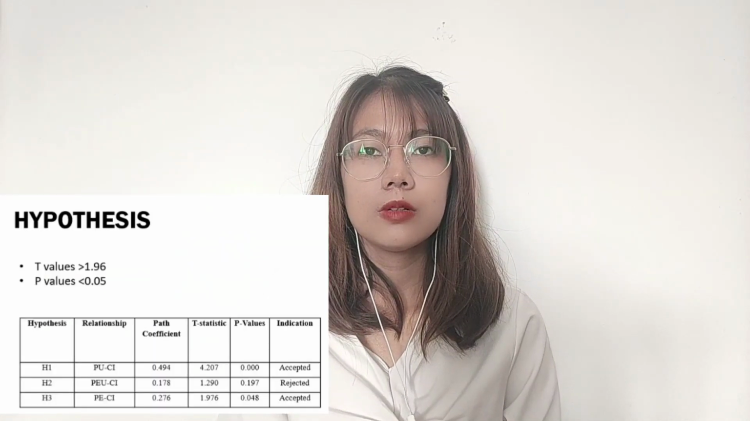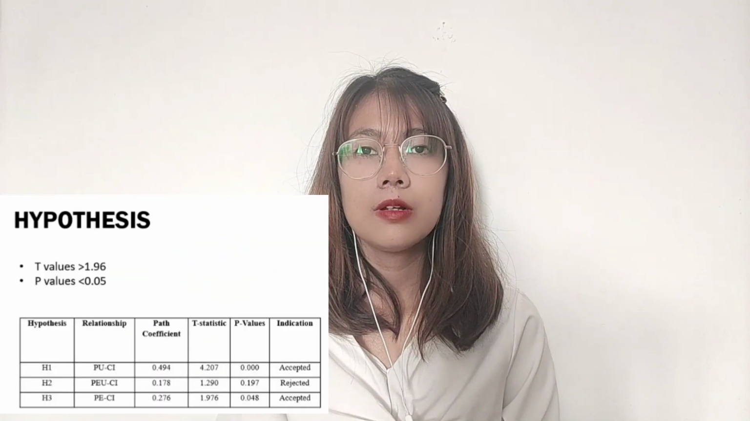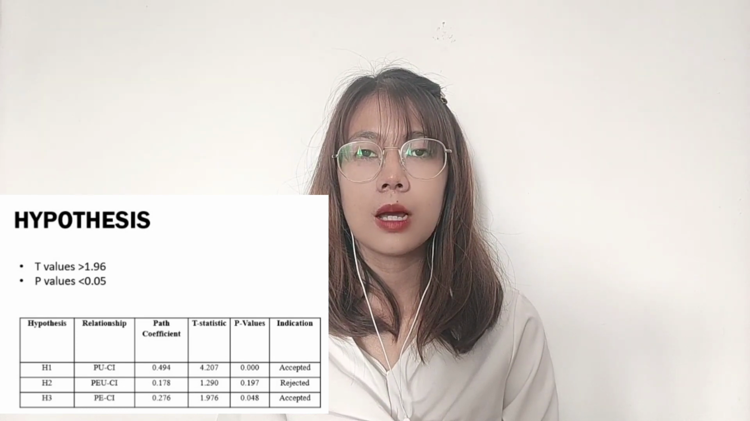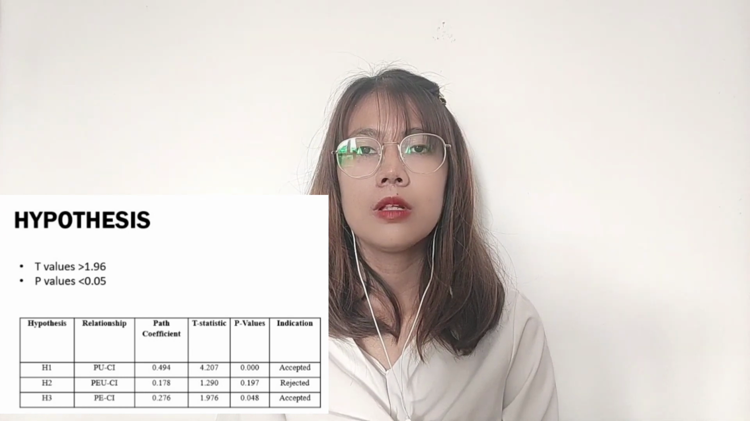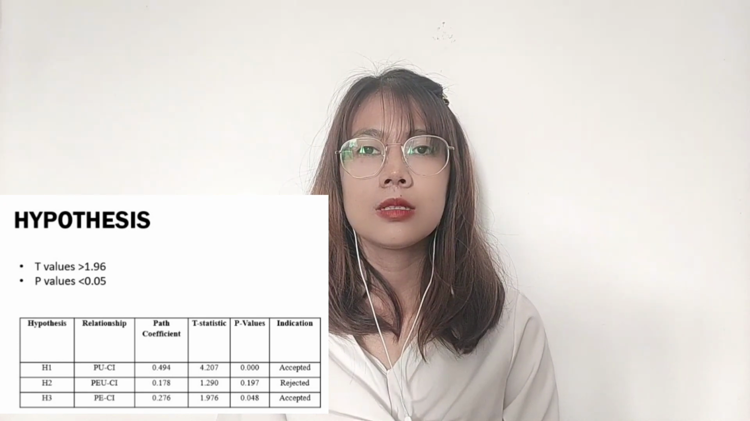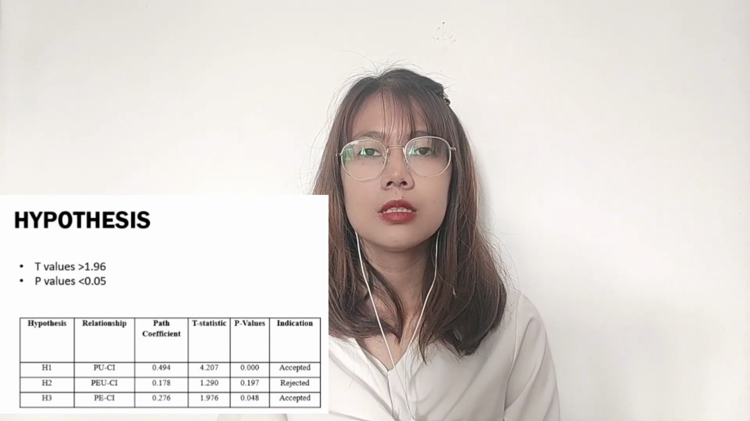In the hypothesis testing, t-value and p-value need to be taken into account when deciding whether to accept or reject the hypothesis. The t-value should be more than 1.96 and the p-value should be lower than 0.05 in order to accept a hypothesis. The t-statistic of perceived usefulness, known as hypothesis 1, is 4.207 with p-value 0. The hypothesis of perceived usefulness was accepted because the t-value is higher than 1.96 and the p-value is less than 0.05, which is typically considered statistically significant.